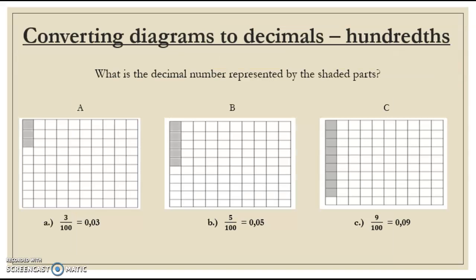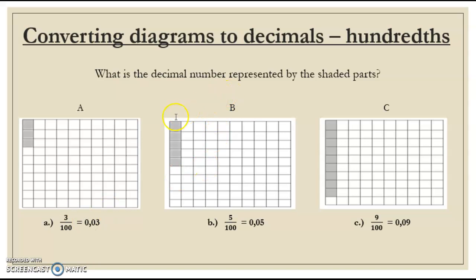Converting diagrams to decimals in the hundreds. What is the decimal number represented by the shaded parts? Let's look at A. We are given 100 blocks. 3 of them are shaded in. Write that in a fraction first. That's 3 out of 100. 3 out of 100, written as a decimal, is 0,03.